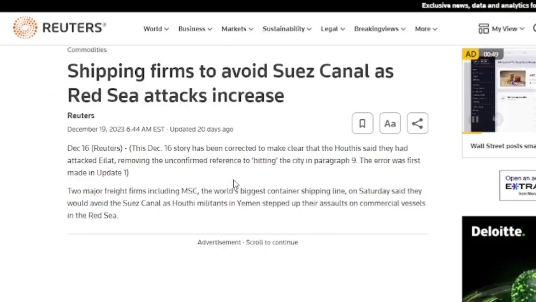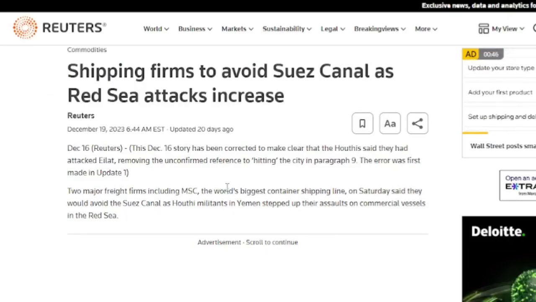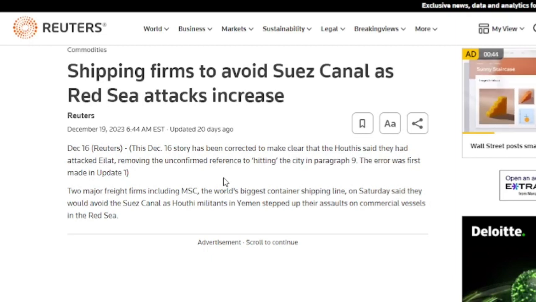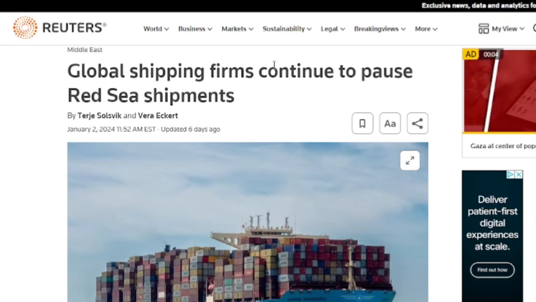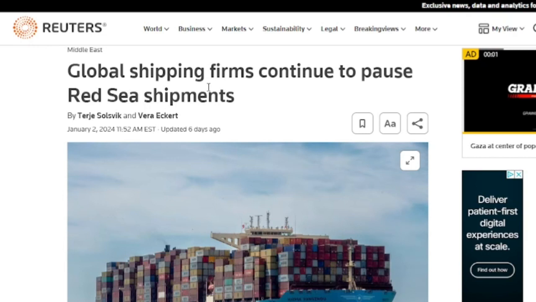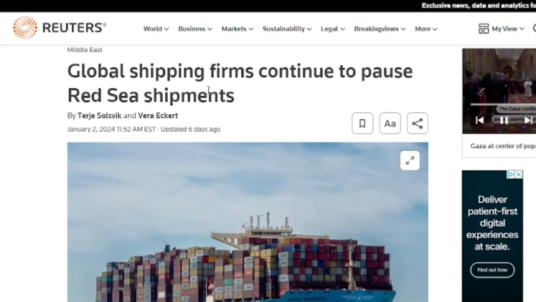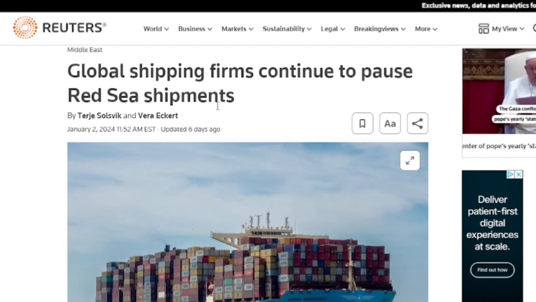This is from Reuters a few weeks back that shipping firms were avoiding the Suez Canal as Red Sea attacks increased. That has not eased up. I was looking through Reuters again. Global shipping firms continue to pause Red Sea shipping. Without going through the Suez, that is a massive increase in the price of your shipping, causes delays. How big of an impact that's really going to have, I don't know. So that's been the whole debate for higher for longer. And, well, how do we know? What do we see is going to happen?